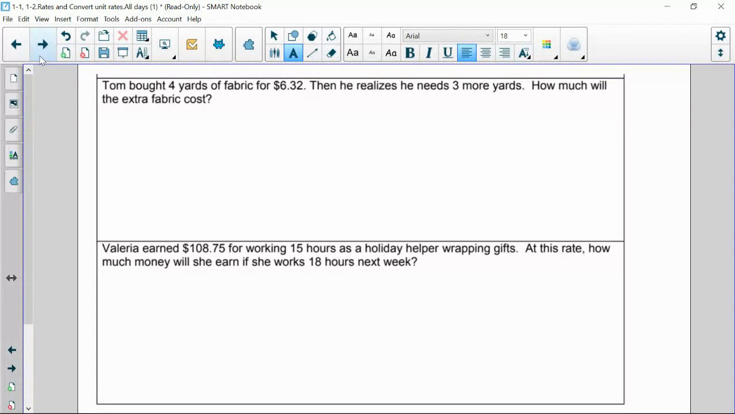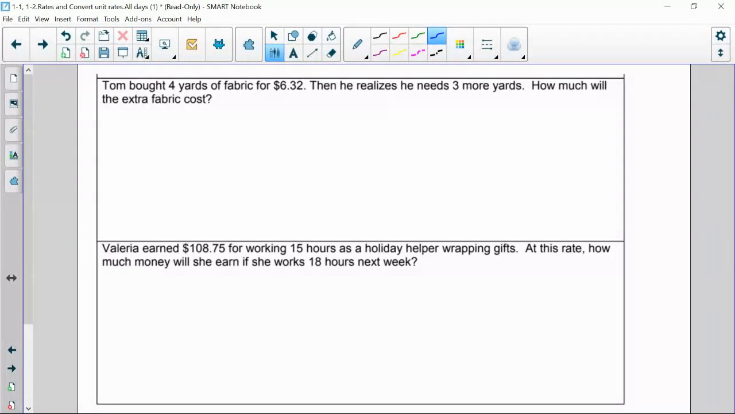Tom bought 4 yards of fabric for $6.32. Then he realizes he needs 3 more yards. So how much will the extra fabric cost? I like using the proportional reasoning way. Okay, setting up those fractions, especially when you know you're buying more stuff, then you know you're going to have to multiply it more.